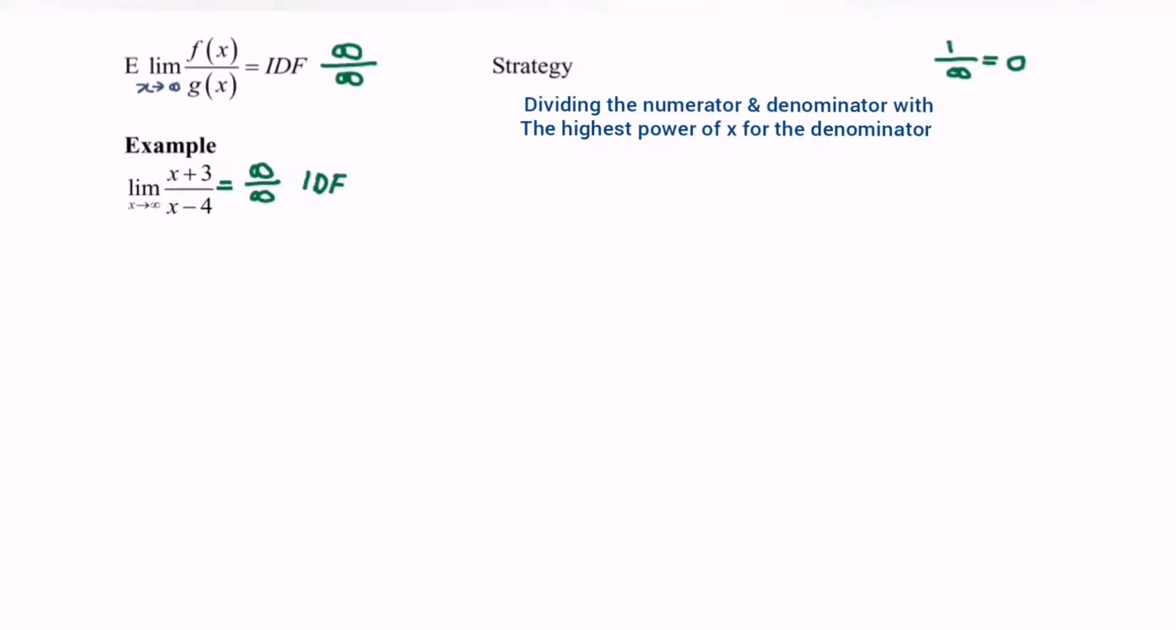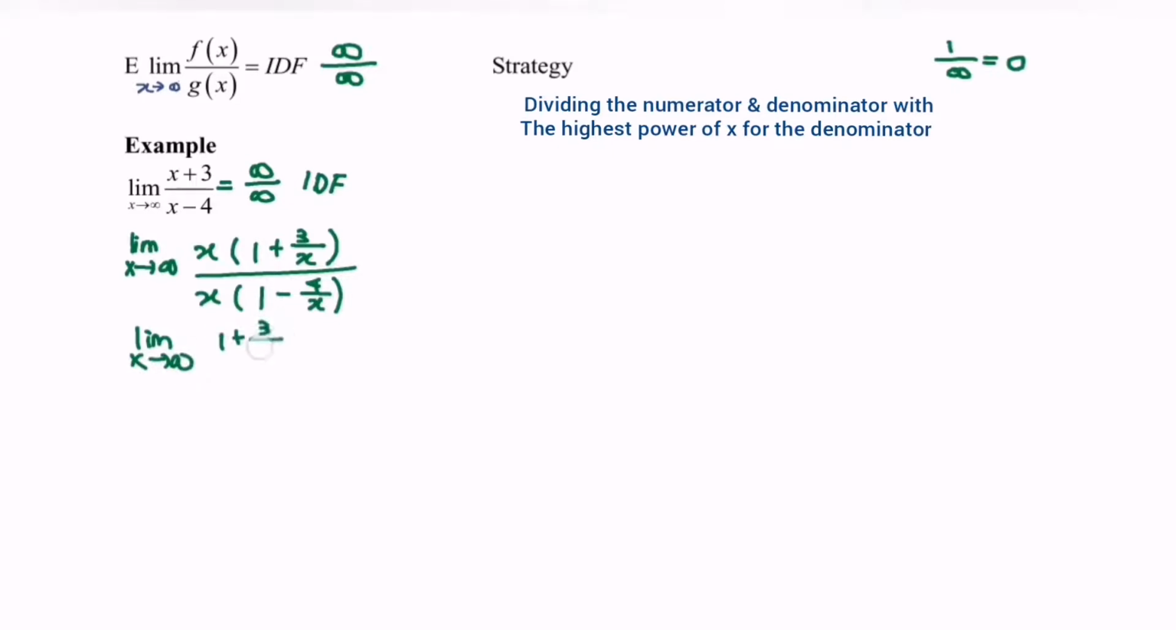Now what we have to do is factor out the x. If we factor out the x, we will have 1 plus 3 over x over, again, factor out the x, and we will have 1 minus 4 over x. Kindly simplify the situation. Limit when x approaches infinity for the function 1 plus 3 over x over 1 minus 4 over x. If we substitute the value infinity for the terms 3 over x and 4 over x.